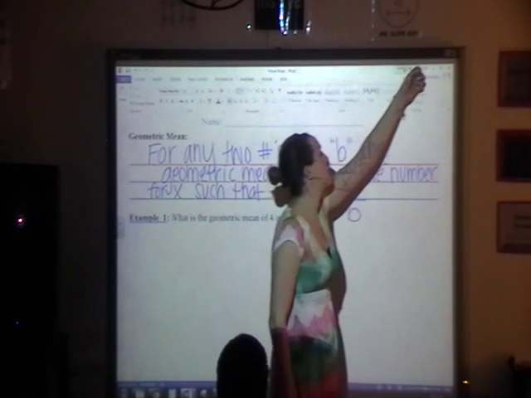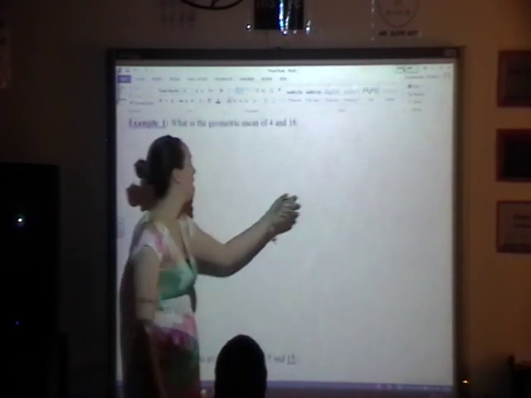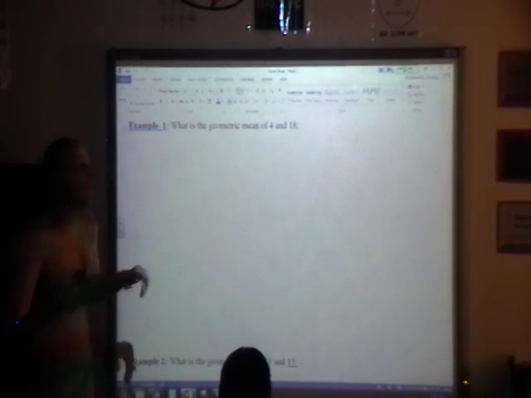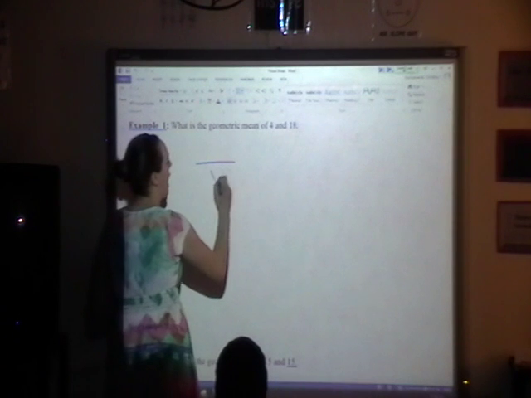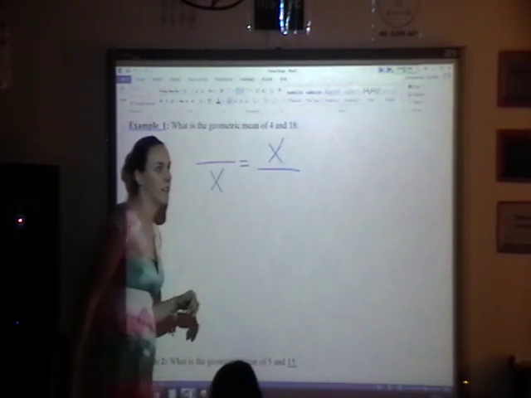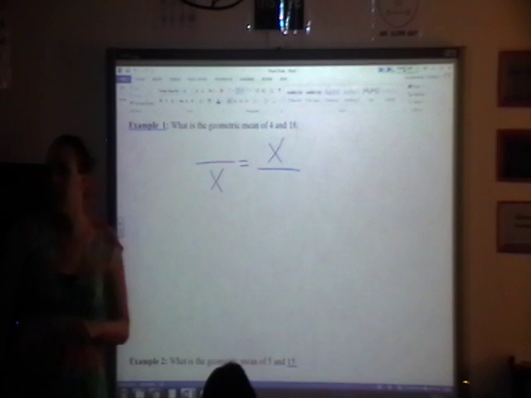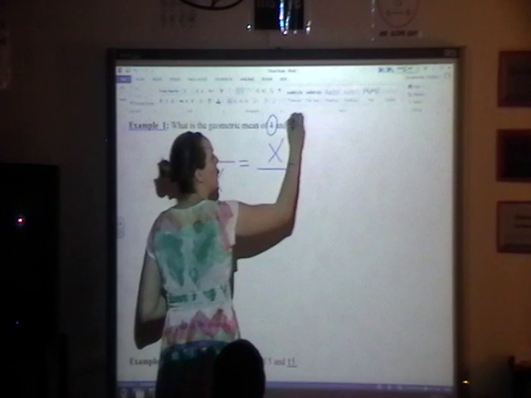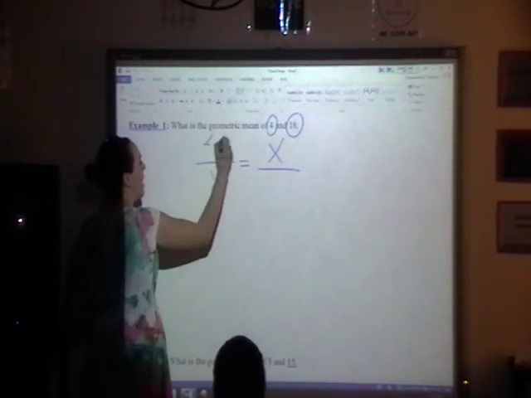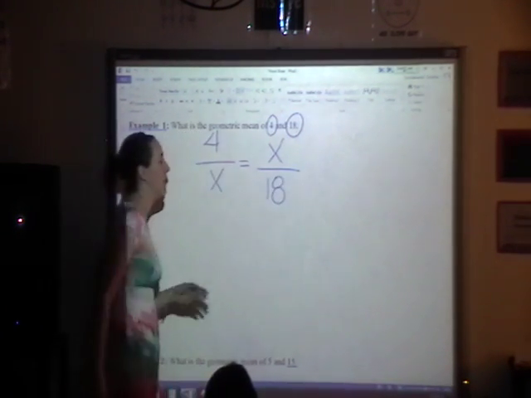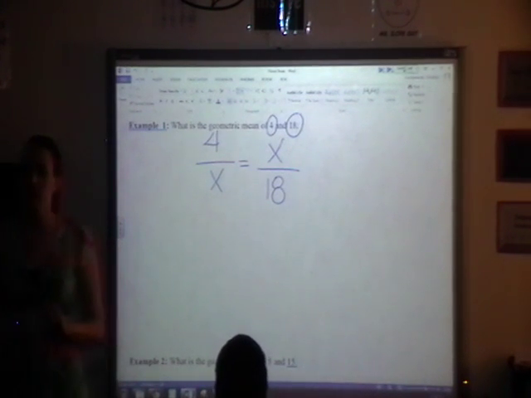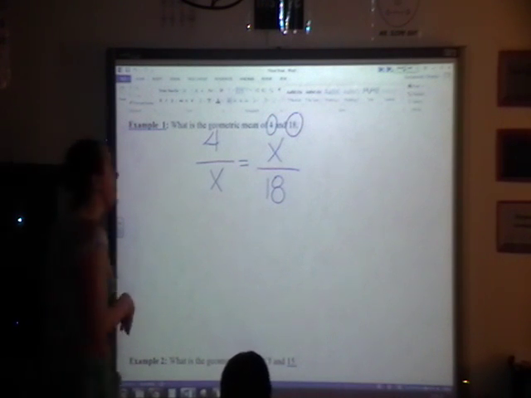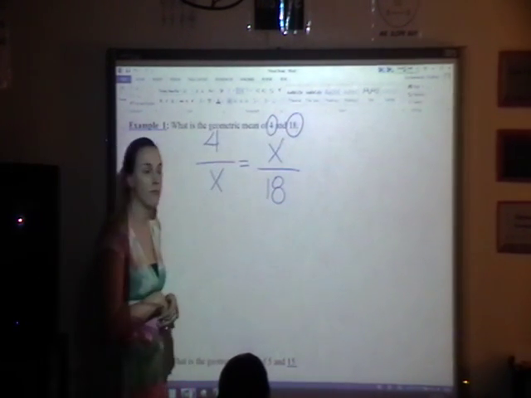All right, so let's do the geometric mean. It says, what is the geometric mean of 4 and 18? The formula for geometric mean is something over x equals x over something. I give you the somethings: 4 and 18. It doesn't matter where you place them. If you did 18 and 4, that wouldn't matter. They just go in your somethings. I give you your 2 values because it says for any random numbers, A and B. That's A, that's B. Cool.